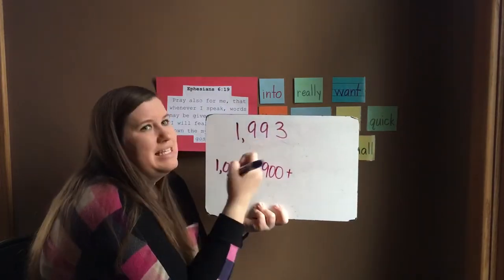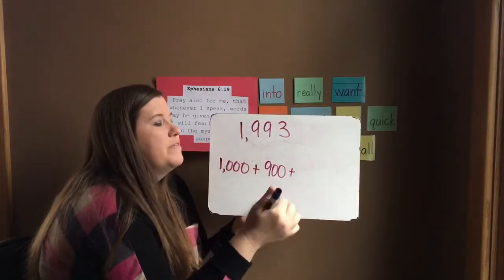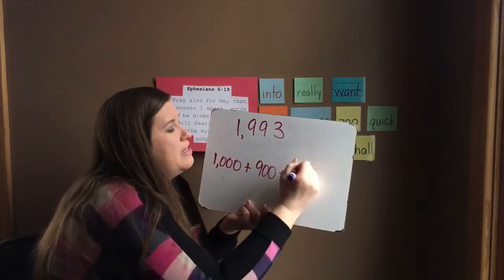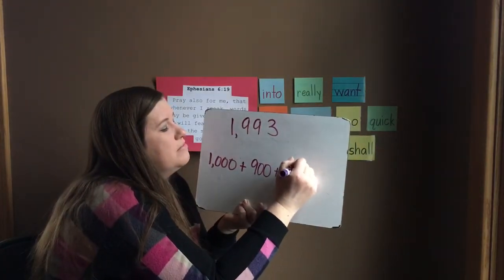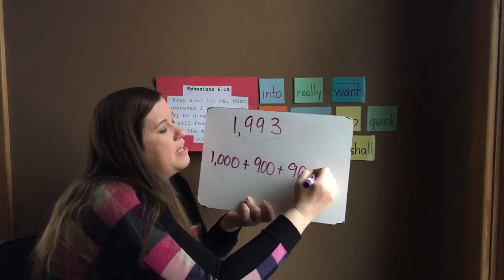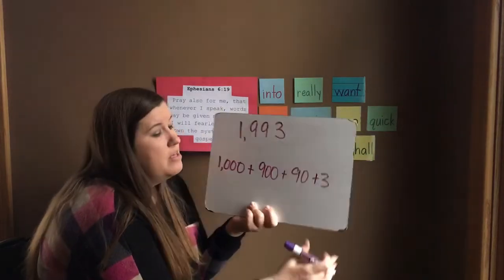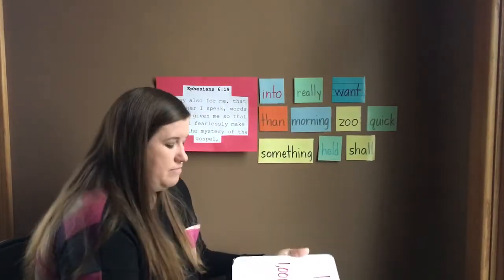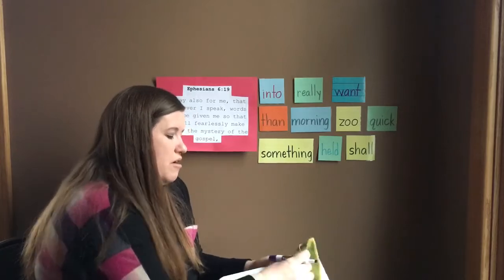Plus the 9 and the 10s. That's 10, 20, 30, 40, 50, 60, 70, 80, 90. 90. Oops, funky 9 plus 3. Okay? So, let's try you do one on your own.